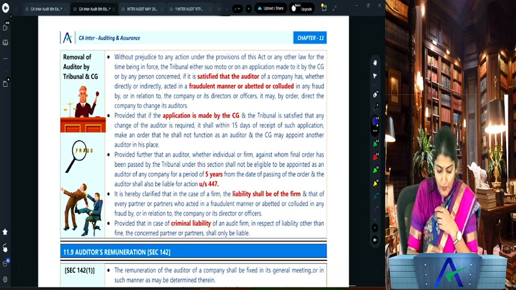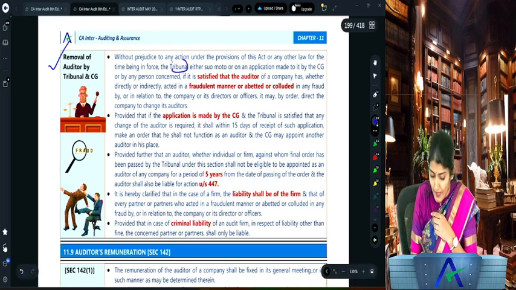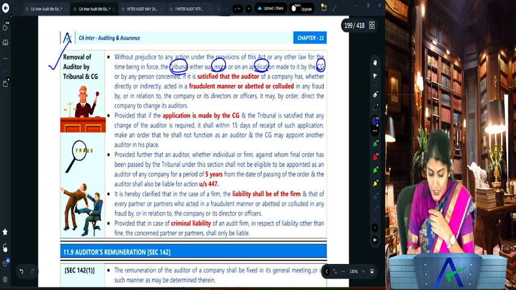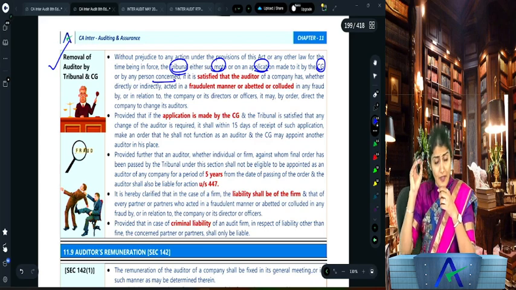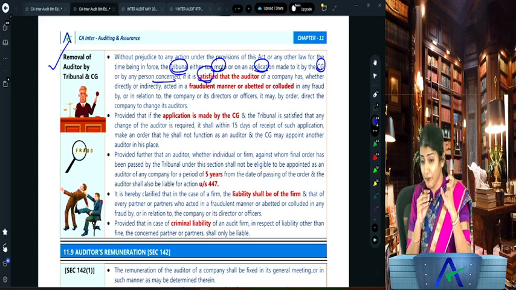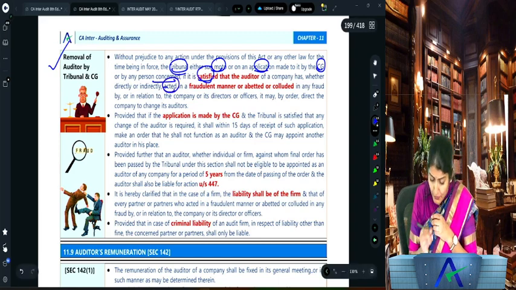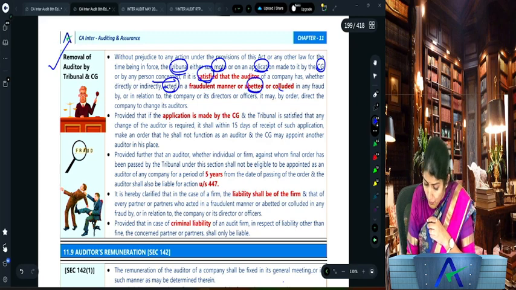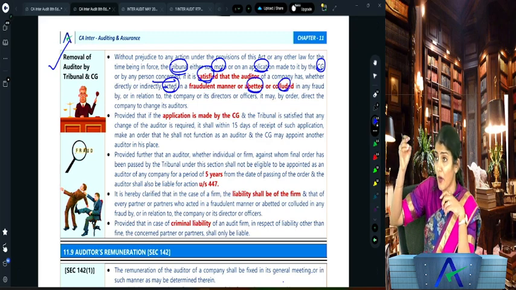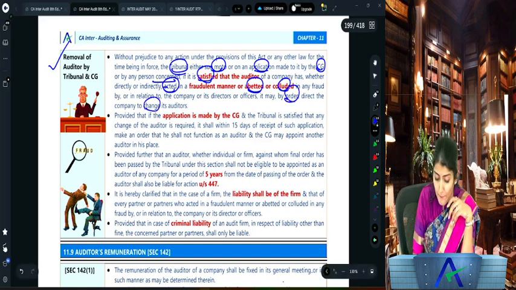And then you have the removal of auditor by the tribunal or the CG. What does it say? The tribunal, either suo moto or based on an application made by CG or any person concerned, is satisfied that the auditor of the company has acted in a fraudulent manner or has abetted or colluded in any fraud by or in relation to the company or its directors or officers.